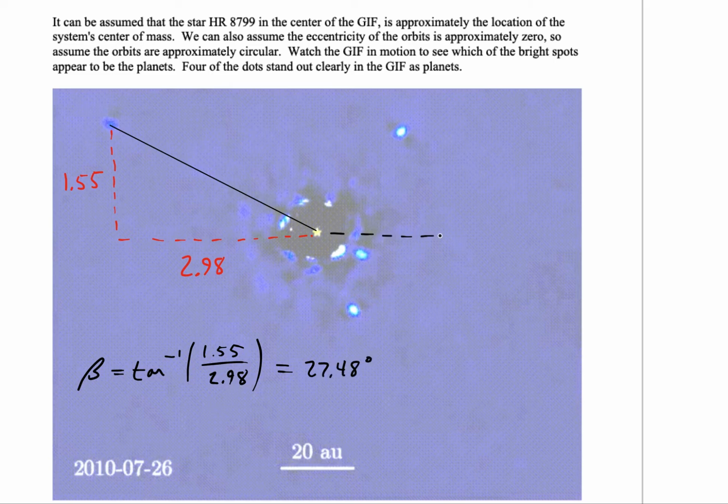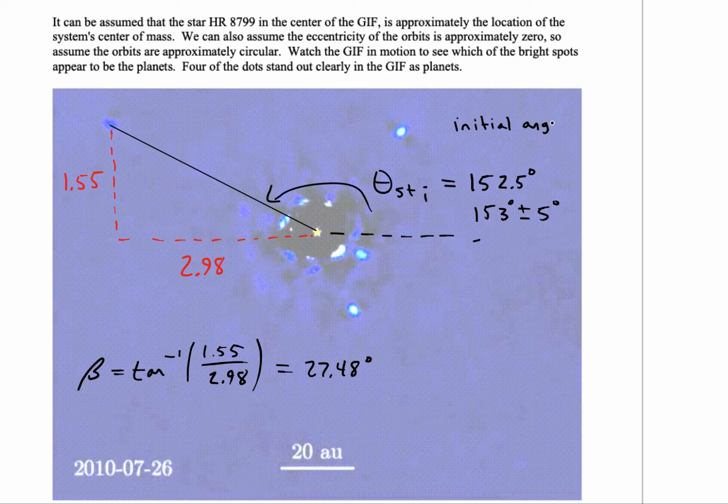Therefore, theta standard, this would be the initial, 180 minus that, which is 152.5 degrees. But we don't want to leave it like that. We could say 153 plus or minus, maybe up to 5 degrees. All right, that's the initial. That would be an initial angular position, it's called.